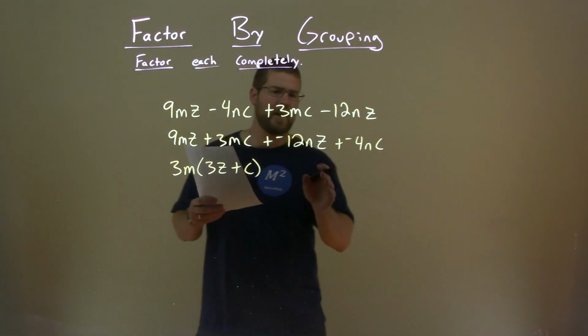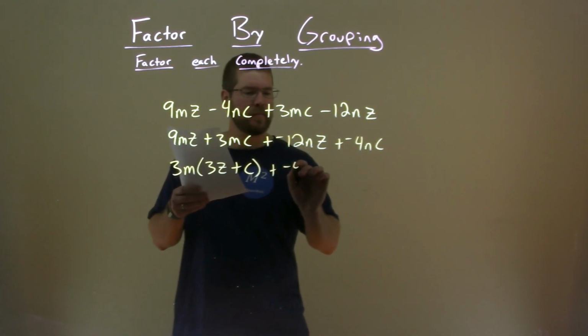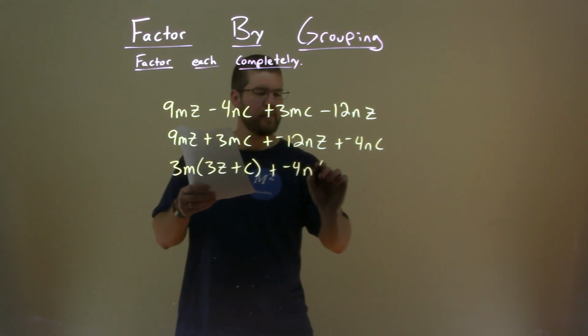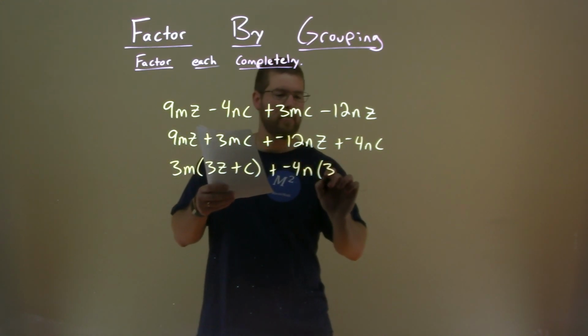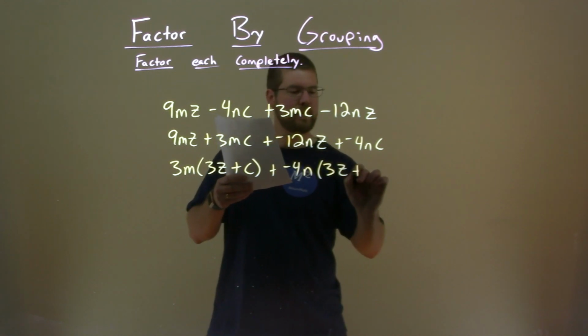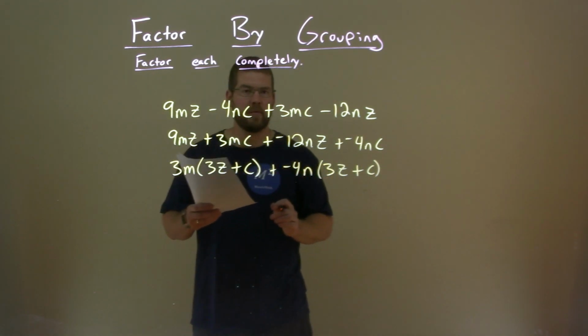I'm now going to do that again with the second two numbers. A negative 4 is in both parts, as well as an n. If I pull out a negative 4n in both of these, I'm left with a 3z plus c. And make sure you keep the negatives and positives in line. We're pulling out a negative 4n.